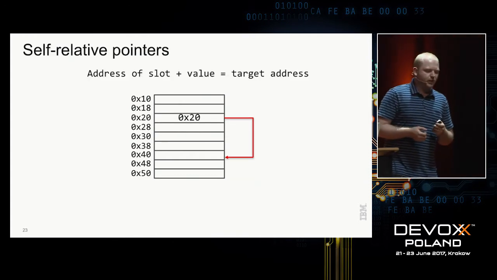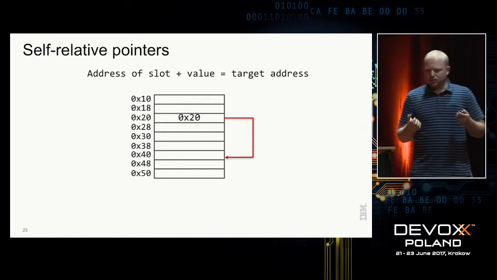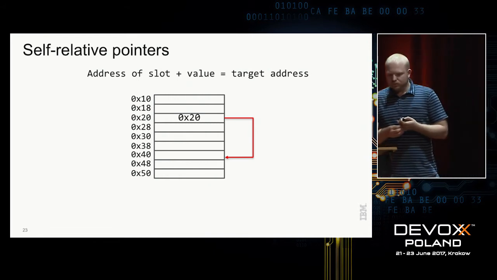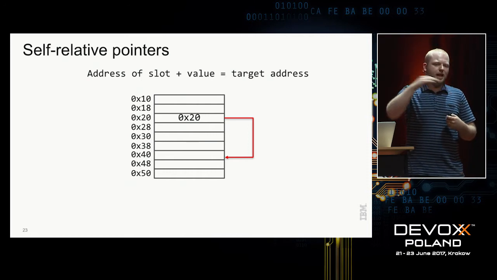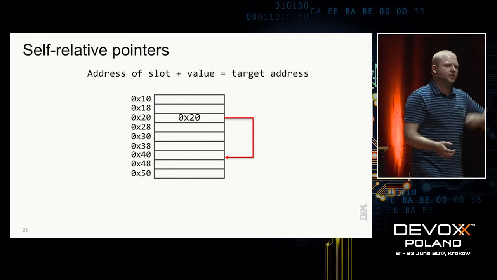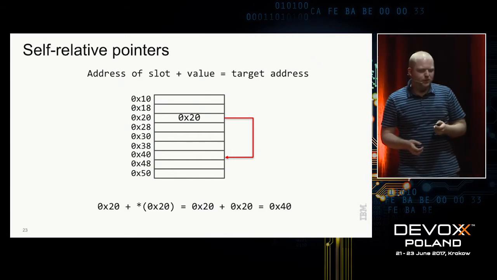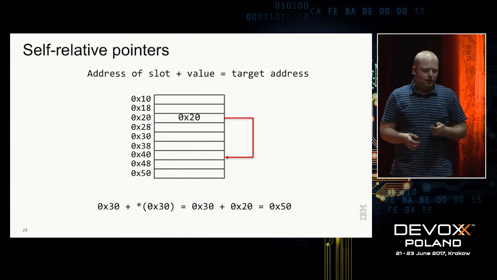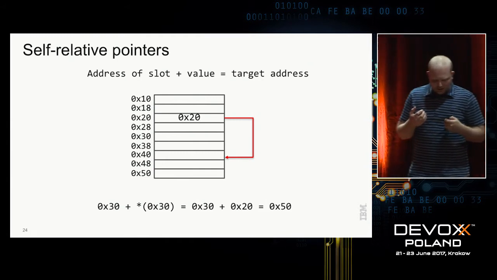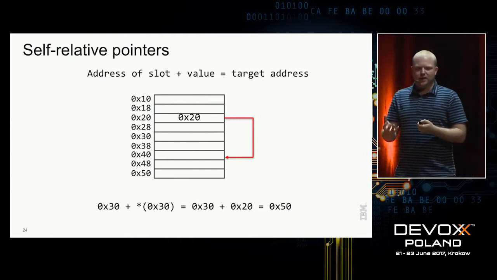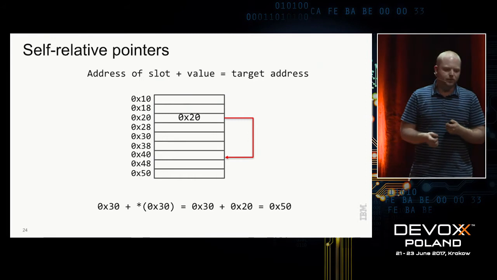The solution is self-relative pointers. So we also call them SRPs. So instead of storing the address of the data, we store the offset from the pointer to that data. So it's easy enough to get back to the target address. You basically take the address and the value at that address, add them together, you get your target address.